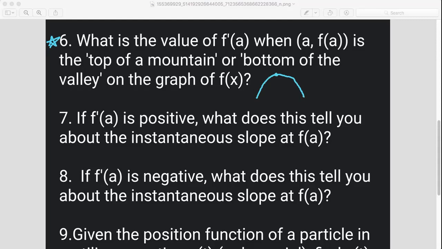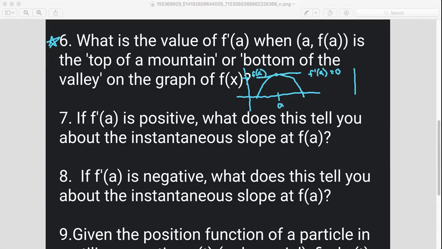So for example, if we were to draw like a little function, then this would be a, and this would be f of a. And so when you have a point that is on the top of the mountain, that means that the derivative, if we are to sketch the tangent line, would be a horizontal line, or that means that the slope of that line would be equal to 0. So at the top of a mountain, f prime of a would be equal to 0.